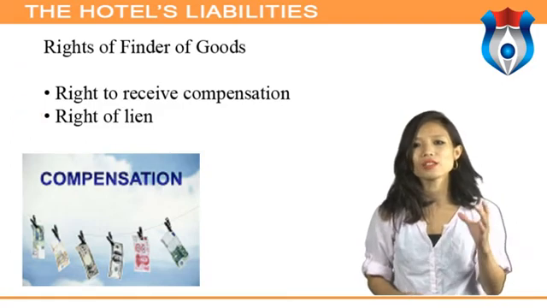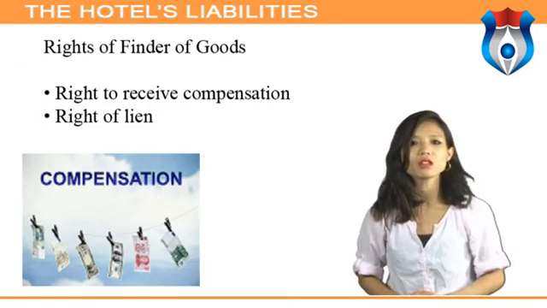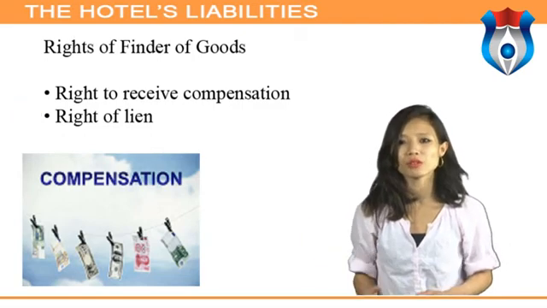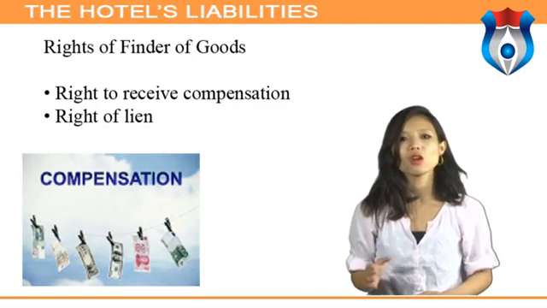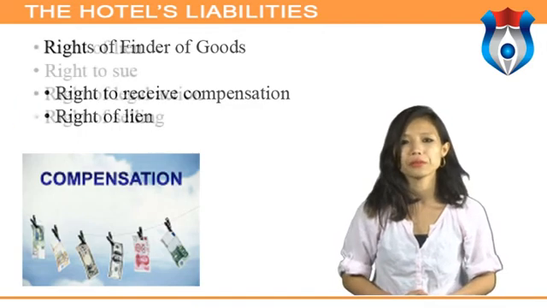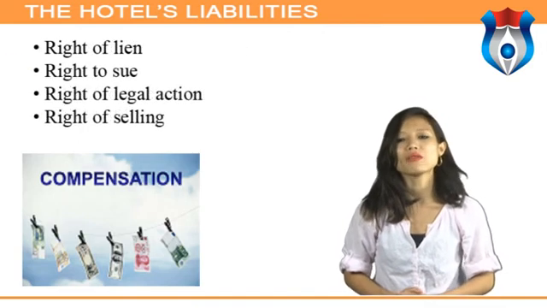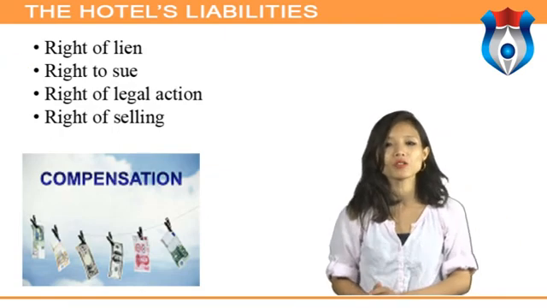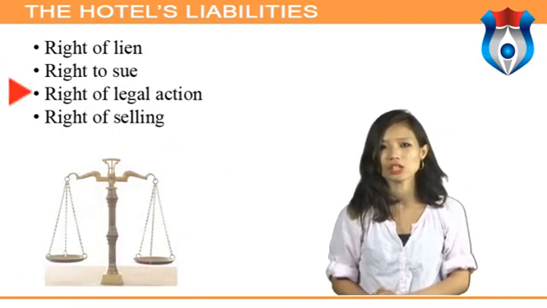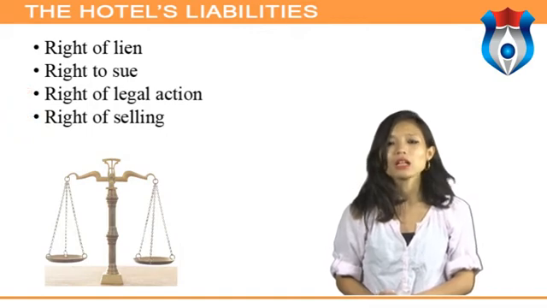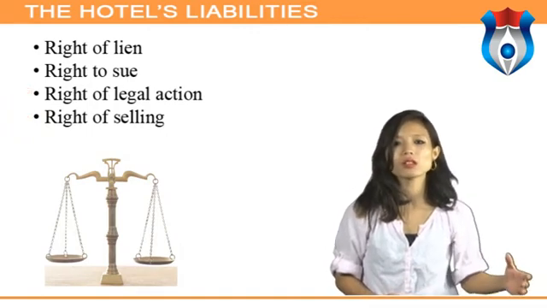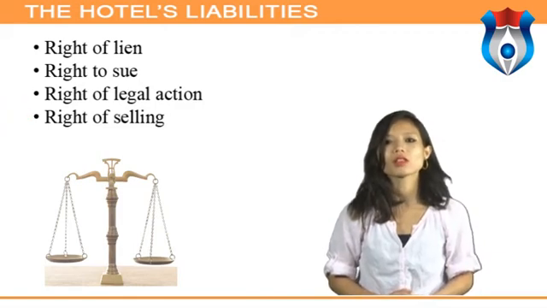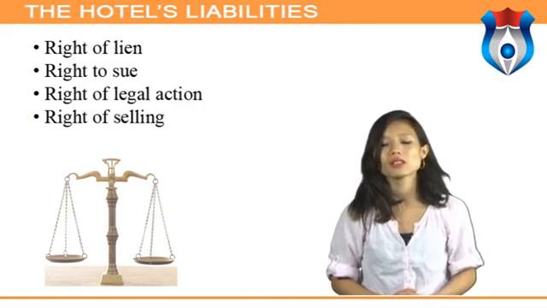He can exercise his right of lien and may retain the goods until he receives the expenses incurred in preserving the property or for finding out the true owner. Right to sue. He can file a suit against the owner for any reward that might have been offered to him. Right to legal action. Right of selling. The finder has a right to sell the things of another found by him under the circumstances given. The thing found is commonly the subject of sale.